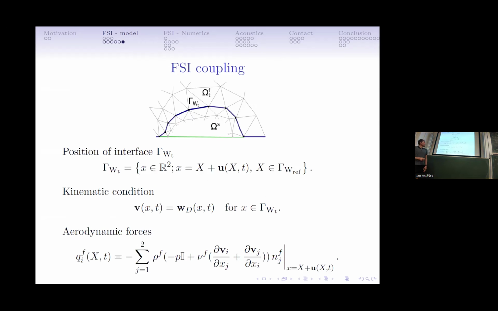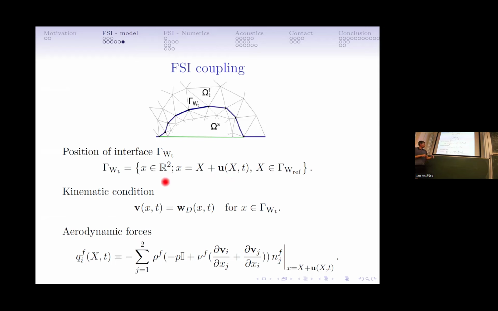Okay. And how are these two models connected together, in the classical way? What is a little bit unpleasant is that the location of the interface is also part of the unknowns, but it can be implicitly described as a reference state plus the unknown displacement at the given time t. By this implicit formula, we can find the location of the interface at every time step.